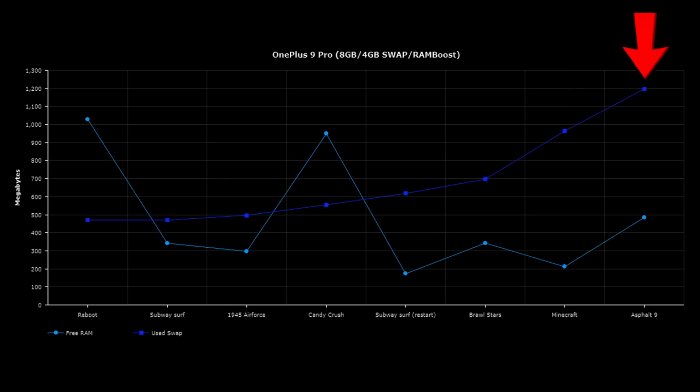And when I started Asphalt 9, again the amount of swap space being used shooting up there. And at that point, Candy Crush and 1945 Air Force were both killed. So interestingly, on 8 gigabytes of RAM here, it was Subway Surfers, Air Force 1945, Candy Crush, Brawl Stars, Minecraft, and then Asphalt 9. So 6 apps, of course, Asphalt 9 is quite big, before things started getting killed.